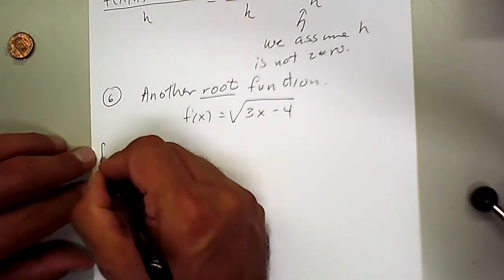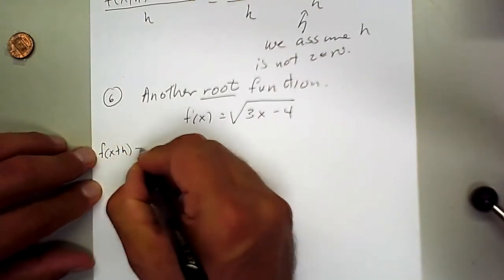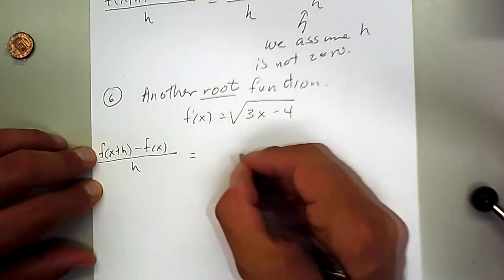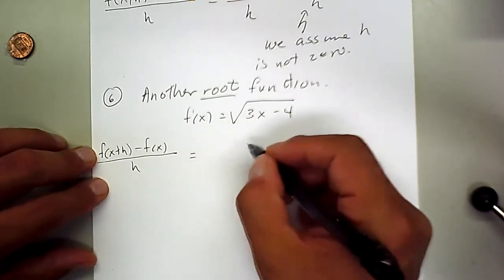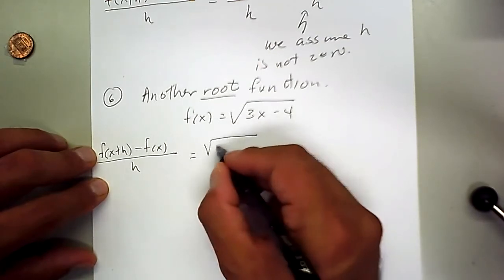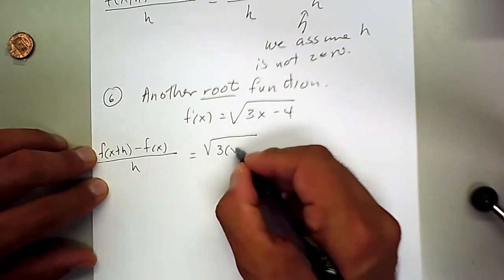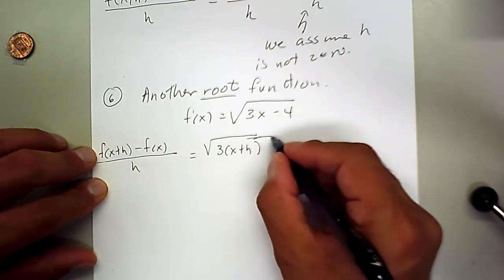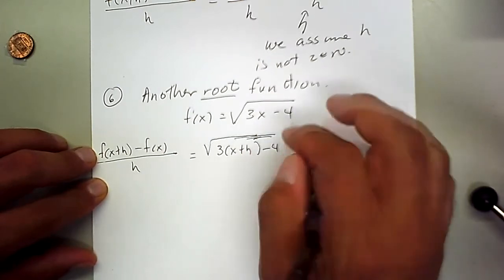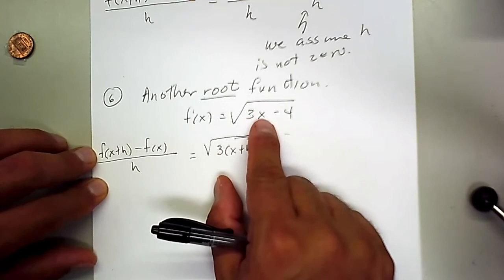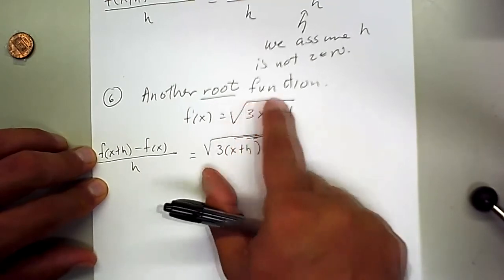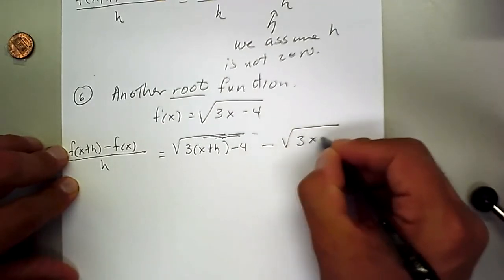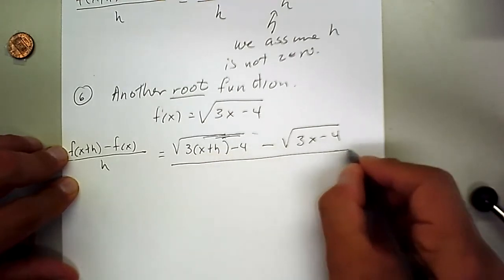Okay, so the difference quotient will be f of x plus h minus f of x over h. This is going to take more than this page, and that's okay. So square root of 3 times the quantity x plus h, close the parenthesis. Then we still have to subtract 4 inside the root. So 3 times whatever the input is, take away 4, square root of all of that. Then we're going to subtract the function itself, the square root of 3x minus 4. And then we're going to divide by h.